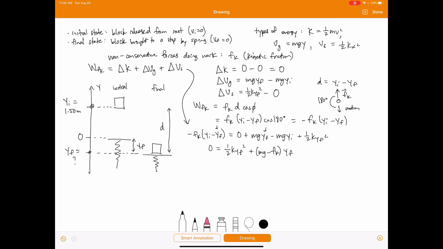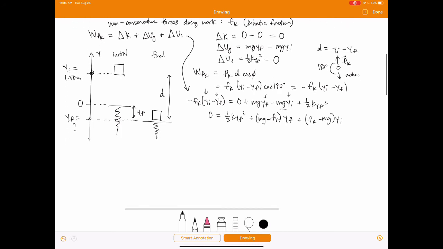Next, we'll notice we have two terms with y initial in it, this one here, and this one over here. We want to combine those into one, just to make it a little simpler. So on the left side, I have minus Fk times y initial. But if I add it to the other side, I'll have positive Fk on the right side, and then minus mg times y initial from the second term. All right, that's my formula. And it kind of looks like we're going to have a quadratic formula at the end of the day.